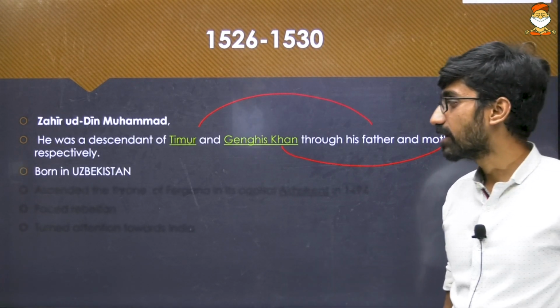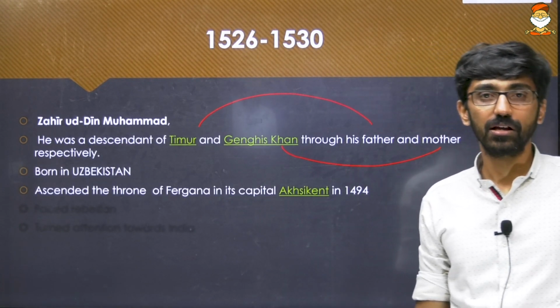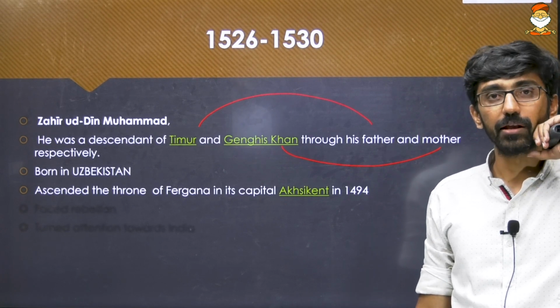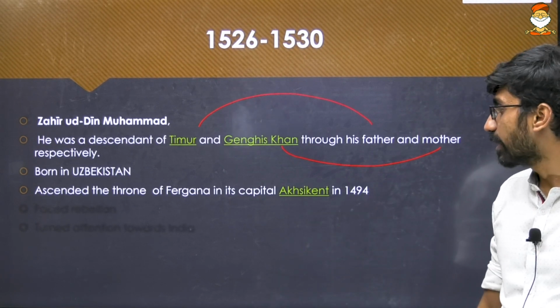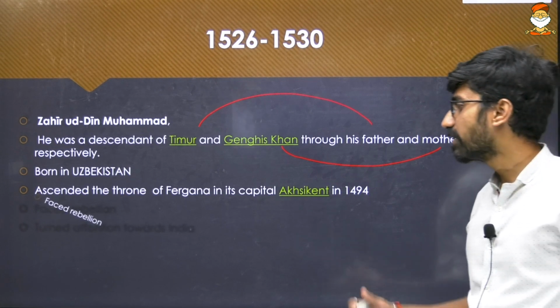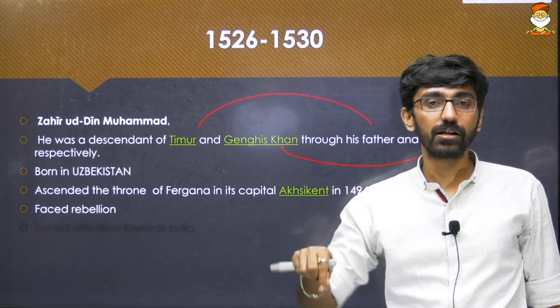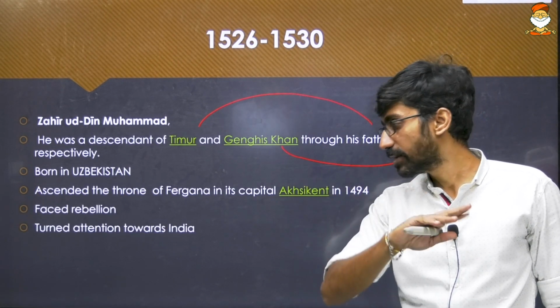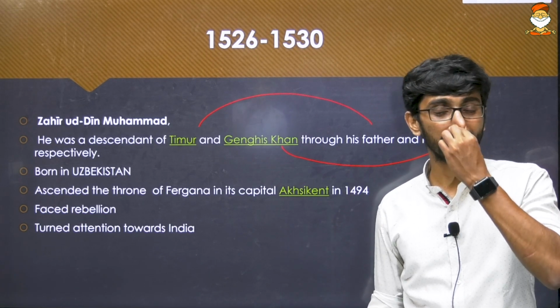Okay, Babur was born in Uzbekistan, but he faced a lot of rebellion over there, and he ascended the throne in Akshi Kent, the capital of Fargana, in 1494. But he faced a lot of rebellion from the locals, and that is the reason he oriented towards India. Why did he claim India?